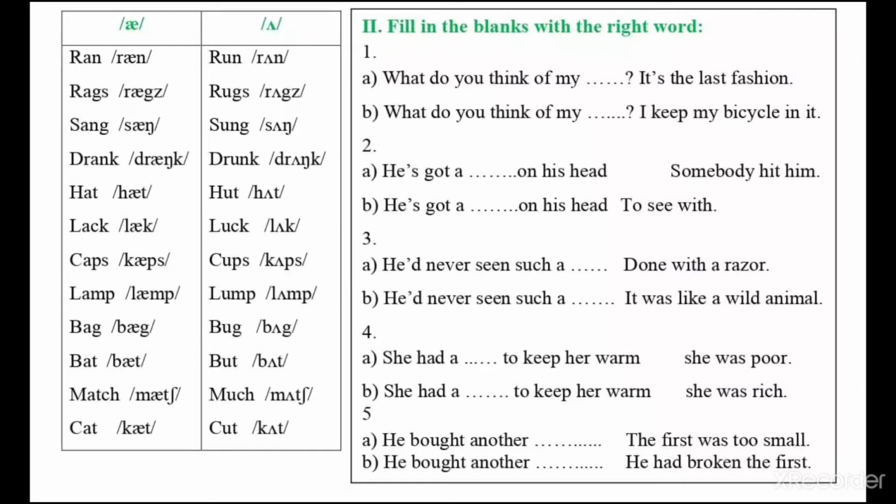Number 1. A. What do you think of my gap? It's the latest fashion. B. What do you think of my gap? I keep my bicycle in it. So which pair are you going to use from the table? Yes, it's the pair hat and hut. So we are going to use the first one with a hat.